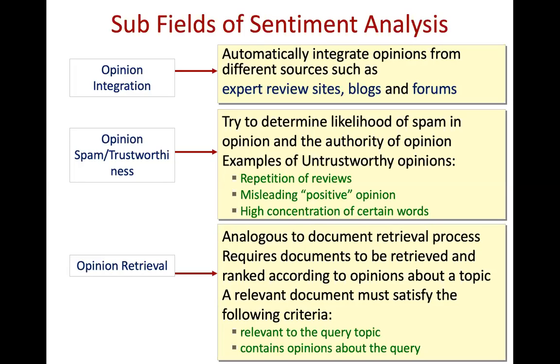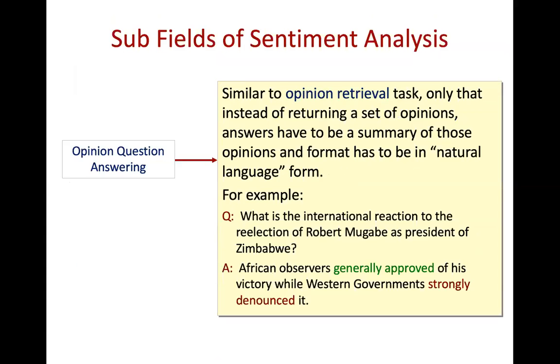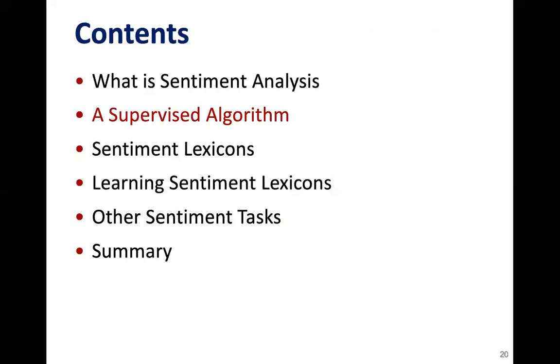This is also very useful because we can mine the opinions of doctors, of certain symptoms of the disease, etc. Many interesting applications. And opinion question answering. So this one is more like, okay, somebody asks a question, it's an information retrieval system based on this query question, give the response. What is the international reaction to the election of Robert Mugabe as the president of Zimbabwe? And then African observers generally approved of his victory with Western governments strongly denouncing it, right? So these are opinions: generally approved as well as strongly denounced.